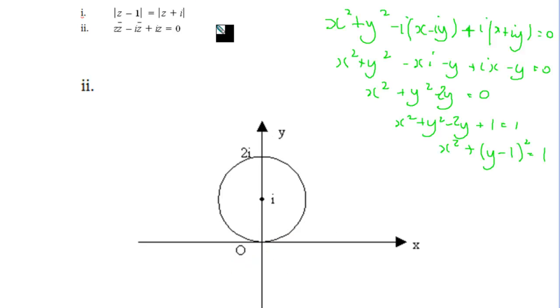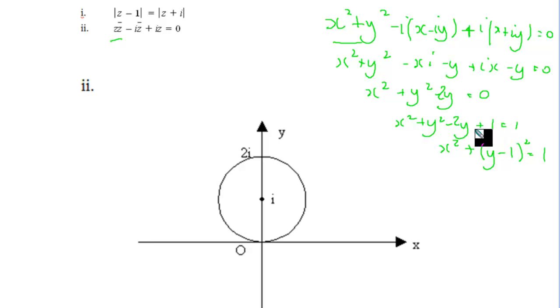For the next one though, we've got Z times its conjugate, which is x squared plus y squared, and then minus i times the conjugate. We're assuming that Z is equal to x plus iy, so the conjugate would be x minus iy. We're multiplying it by i, plus i times x plus iy. That's all equal to 0. So we expand that out, and it simplifies: the complex number parts go, and leaves us with x squared plus y squared minus 2y equal to 0.